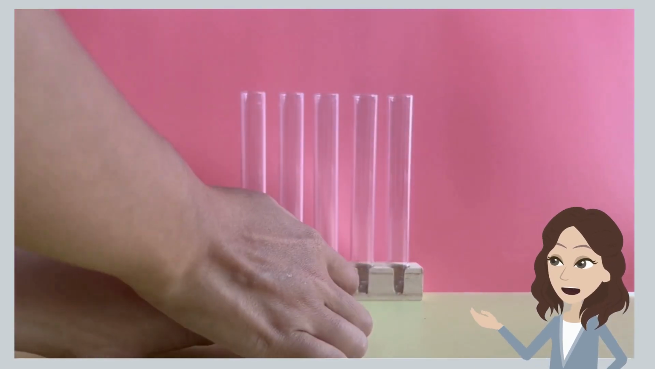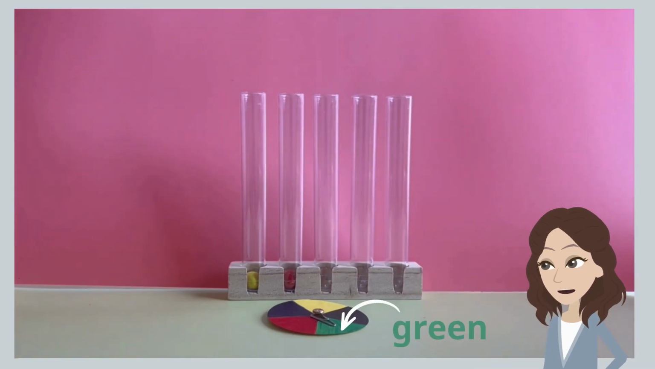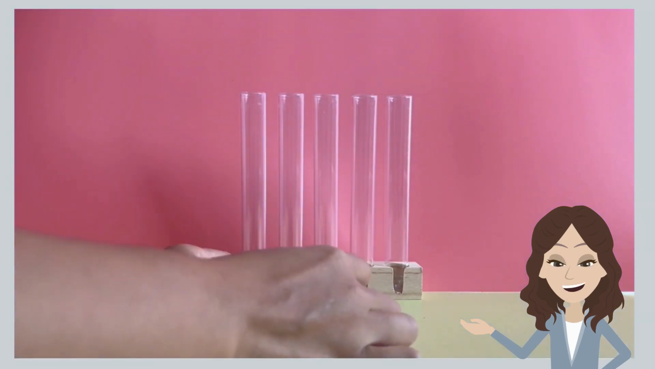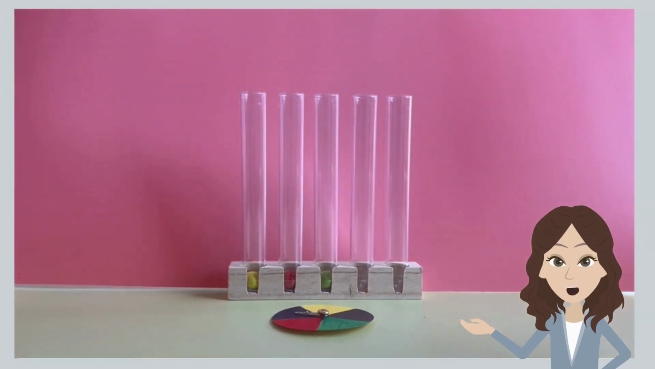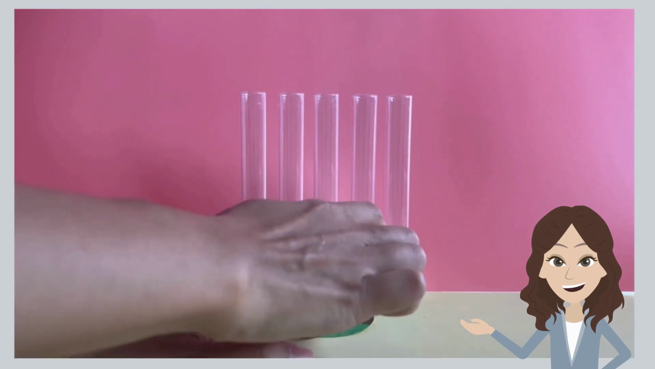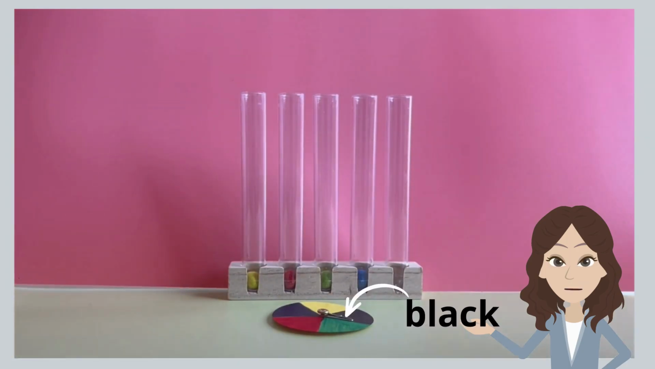Let's spin for the third time. This time, the spinner landed on green. So, we drop a ball in the tube for green. The fourth spin landed on blue, so we drop a ball in the tube for blue. The fifth spin landed on black, so we drop a ball in the tube for black.